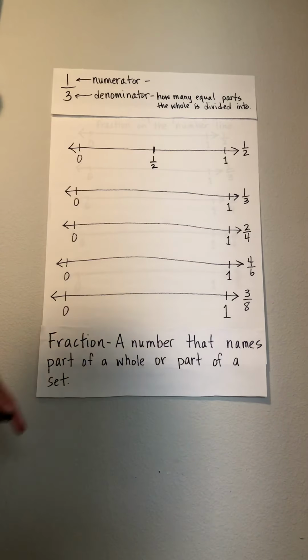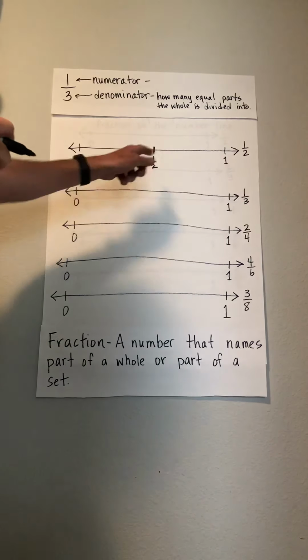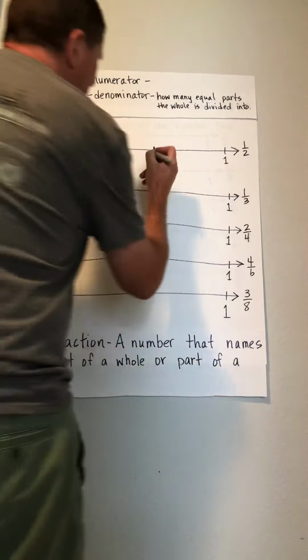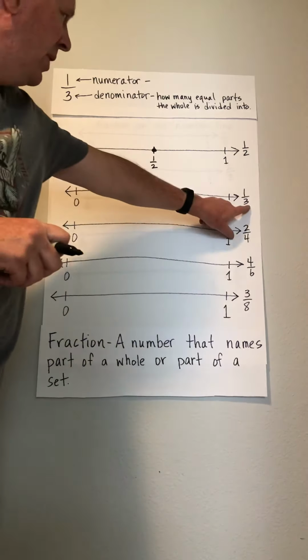Okay? Now I'm going to put this point 1/2 on the number line by using a circle. So I have labeled and then put a mark to show where 1/2 is. Okay? All right, so the next one is thirds.